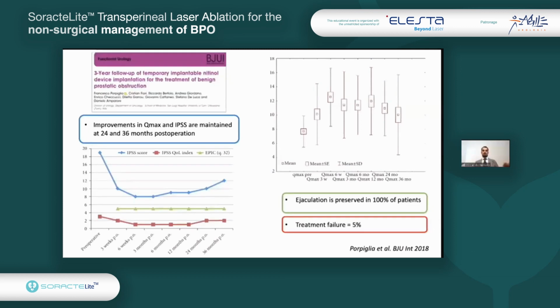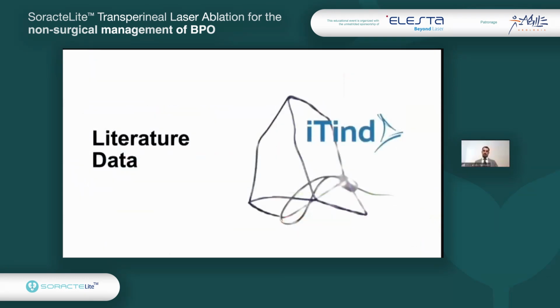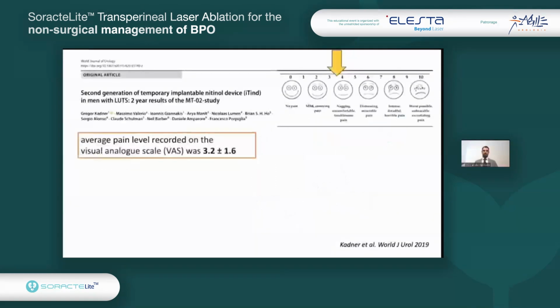We confirmed that the Qmax, the IPSS and quality of life were almost stable over time. Ejaculation was preserved in 100% of the patients. There was a 5% treatment failure rate reported. Then the literature is moving up with the data about the iTeam, which is the second generation.